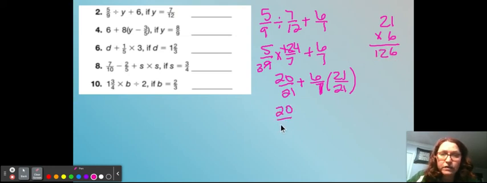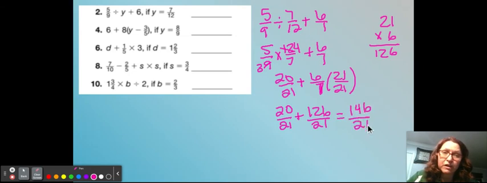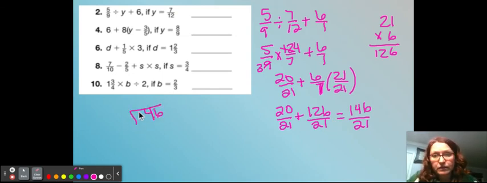126, I've got 20 over 21 plus 126 over 21. So now 126 plus 20 is 146 over 21. Now I need to do 146 divided by 21 because it's bigger. It goes in probably 6 times. 6 times 1 is 6. 6 times 2 is 12. I have 20 left over, so that's 6 and 20/21.